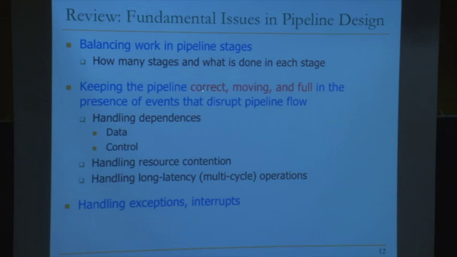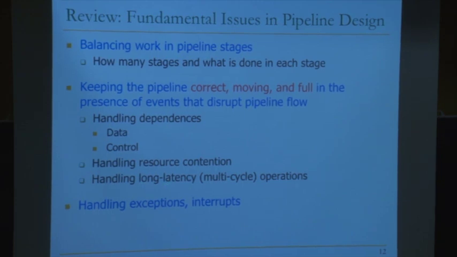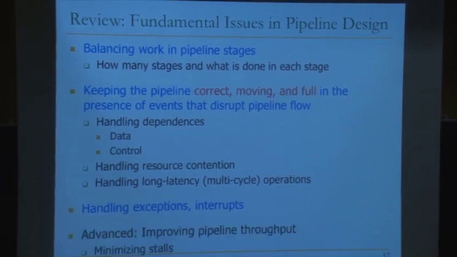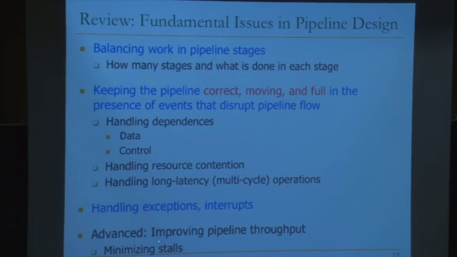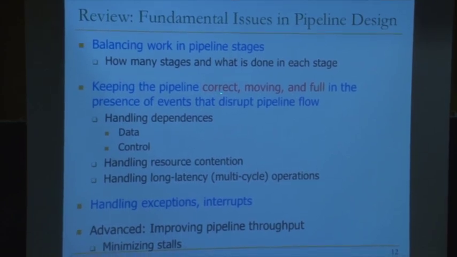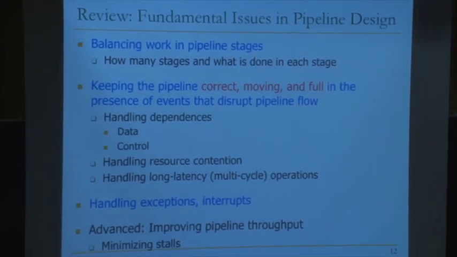Correct: in the presence of events that disrupt the pipeline flow, how do you maintain correctness? And how do you keep the pipeline full? And these are the events that disrupt pipeline flow. Dependencies in terms of data and control. Resource contention, which we've covered. I'm not going to cover it, but hopefully you remember. And handling long latency operations. And the third is handling exceptions and interrupts. So we'd like to improve pipeline throughput by keeping the pipeline moving, full, and correct.